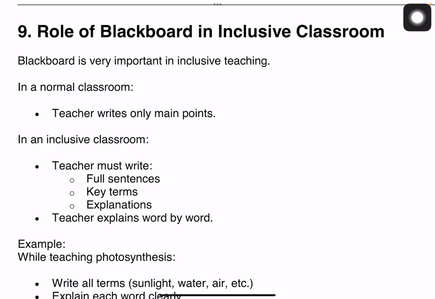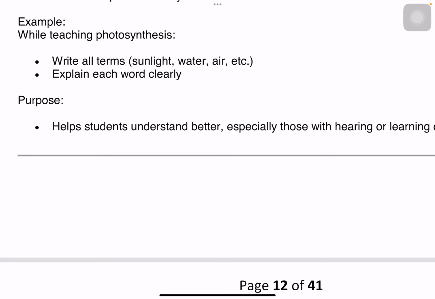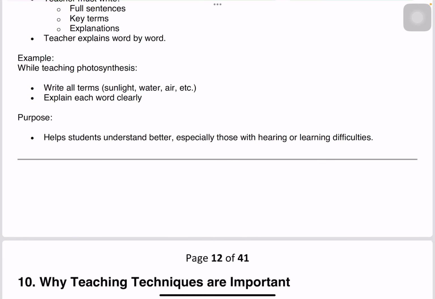Role of the blackboard in inclusive classroom. The blackboard is very important in inclusive teaching. In a normal classroom, the teacher writes only main points. In an inclusive classroom, the teacher must write full sentences, key terms, explanations. The teacher explains word by word. Example, while teaching photosynthesis, write all terms: sunlight, water, air, etc. Explain each word clearly. Purpose: to help students understand better, especially those with hearing or learning difficulties.